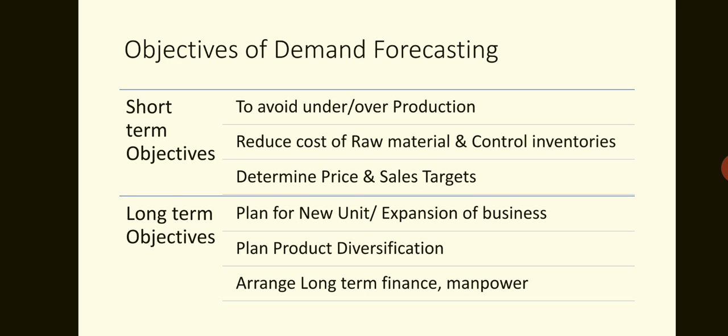They may plan for product diversification. For example, a washing powder making company may decide to produce soaps or hand washes to expand their market and to grab this opportunity in such a demanding situation. Then we have to arrange long-term finance. We have to borrow money to expand our business. We have to plan for manpower, that is how much manpower will be needed to establish new production facilities and all.